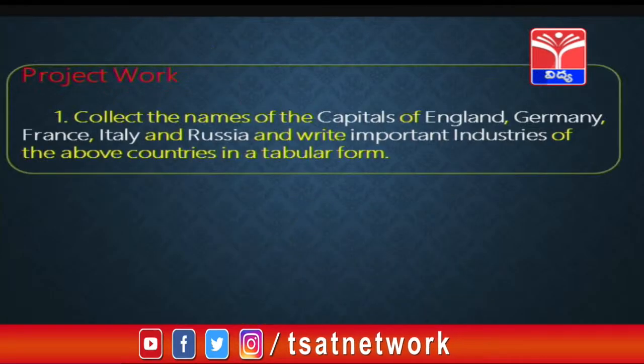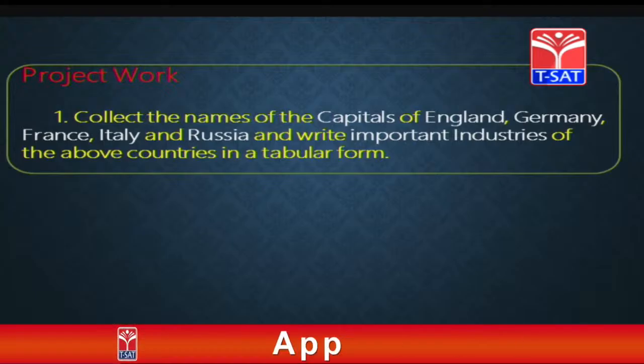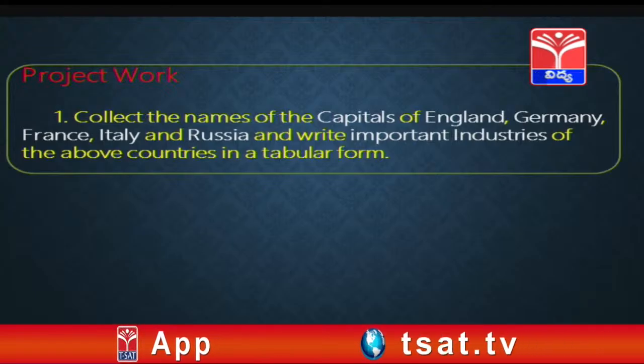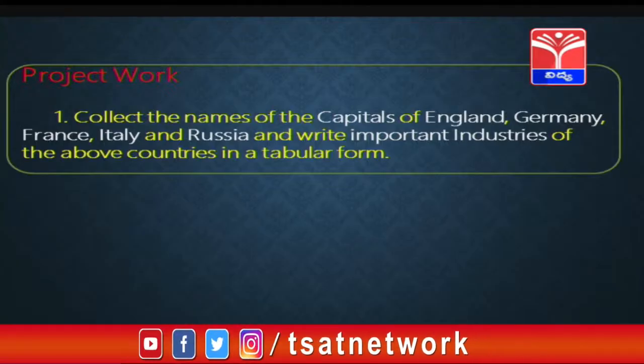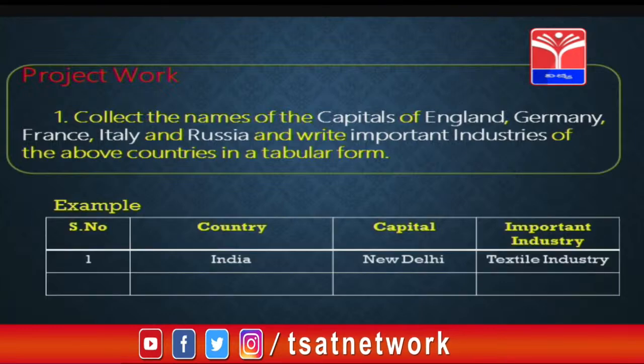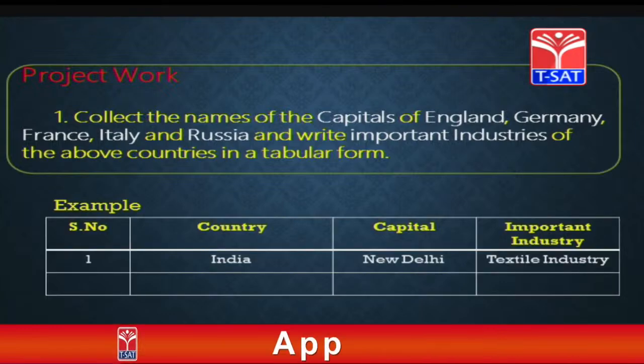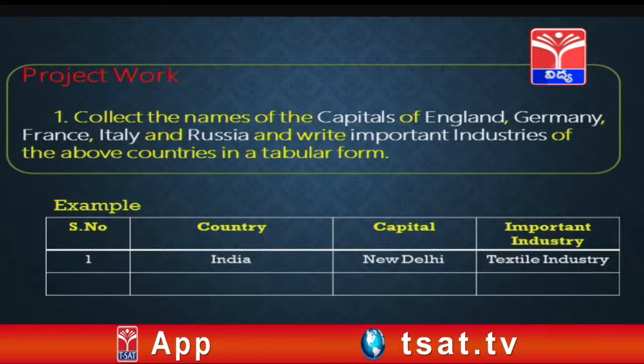A small project work. Collect the names of the capitals of England, Germany, France, Italy and Russia and write important industries of the above countries in a tabular form. Example: country India, capital New Delhi, important industry textile industry.